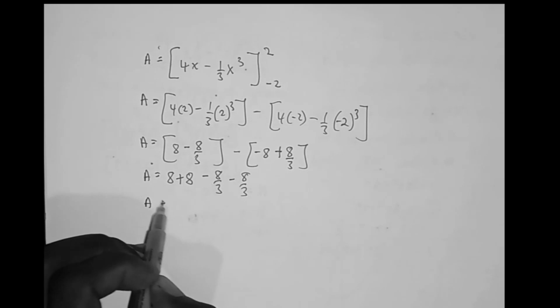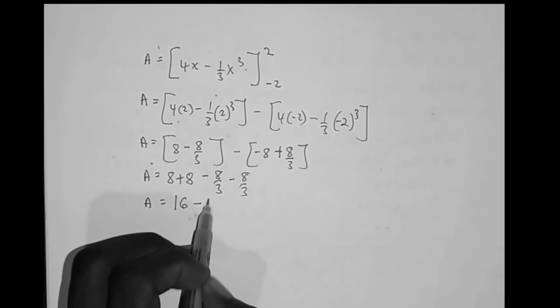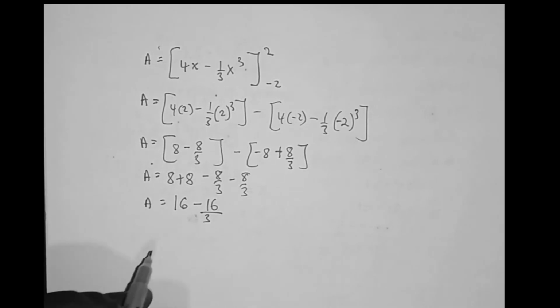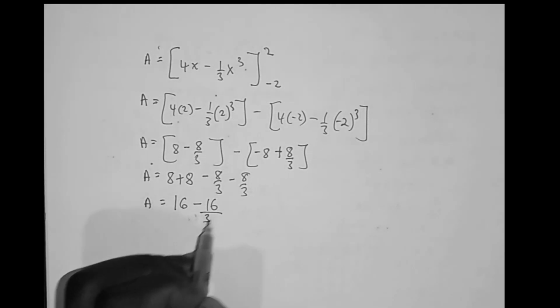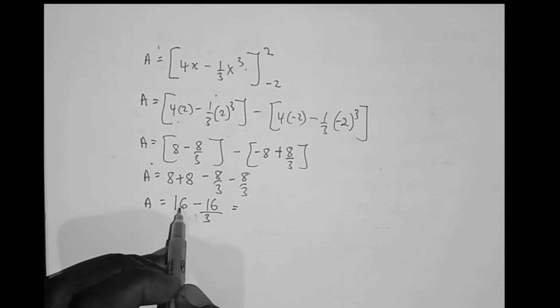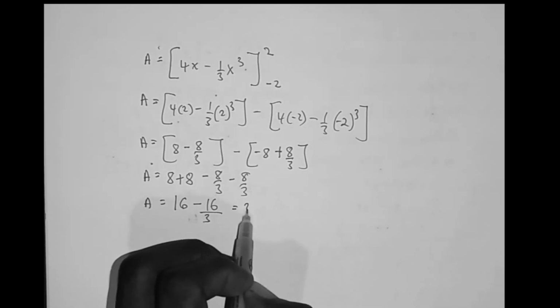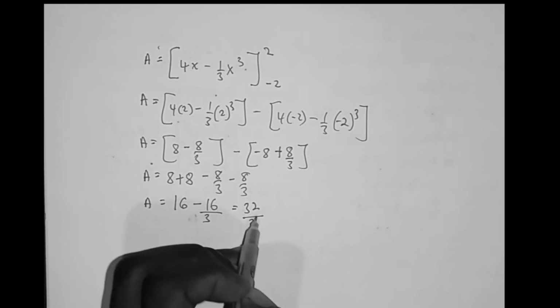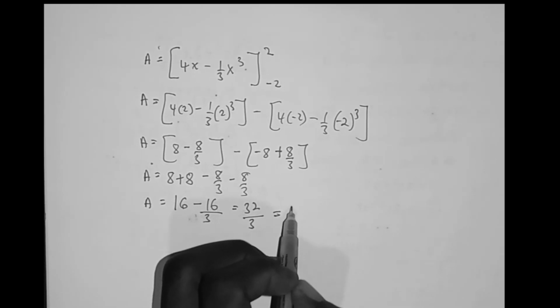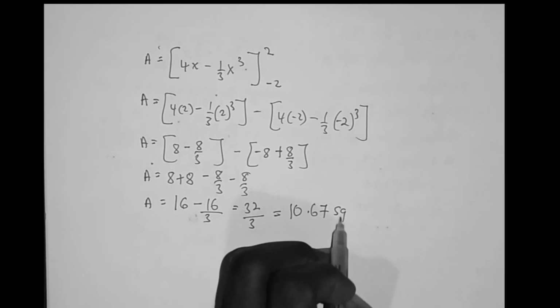So A is equal to 16 minus 16 over 3. And this is equal to 32 over 3. And that finally is equal to 10.67 square units.